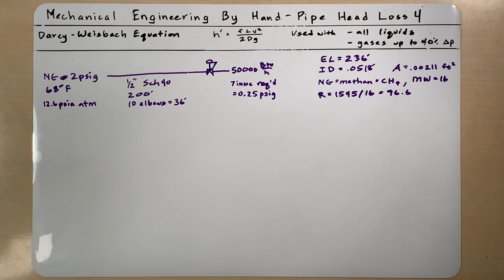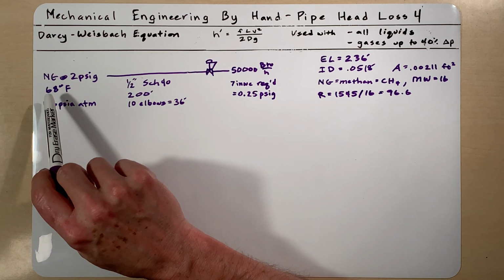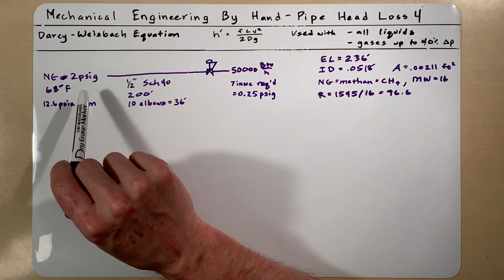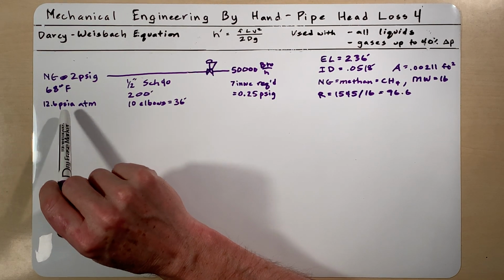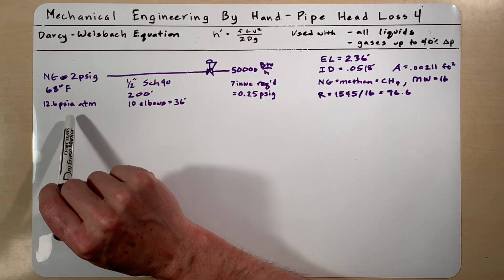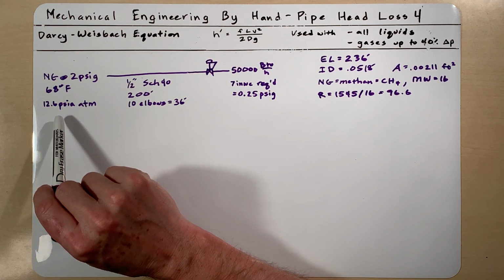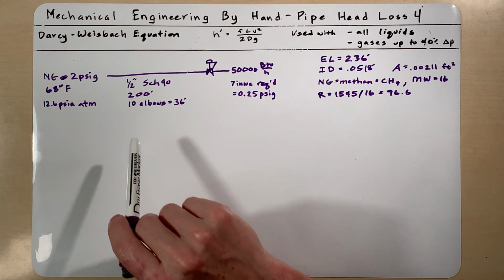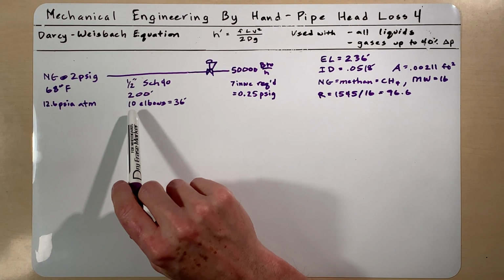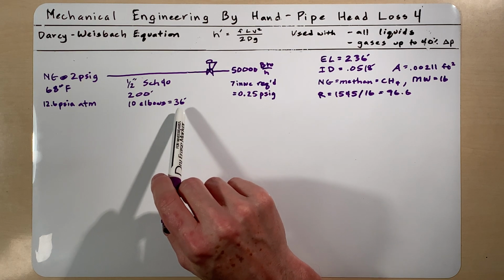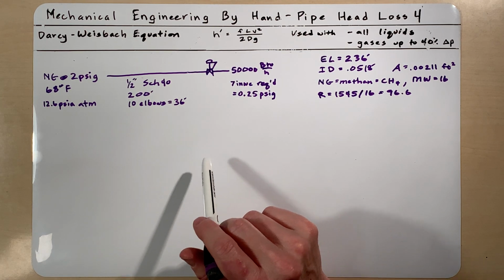Hi everybody, this is Mechanical Engineering by Hand, and in this video I'll talk about pipe head loss with natural gas. And so we have a supply of natural gas at 2 psig, which is typical from a meter, and 68 degrees, and then the ambient or the atmospheric pressure is 12.6 psi. So we're up at a certain elevation. And then the pipe is 1/2 inch, schedule 40. There's 200 feet of it with 10 elbows, which have an equivalent length of 36 feet.